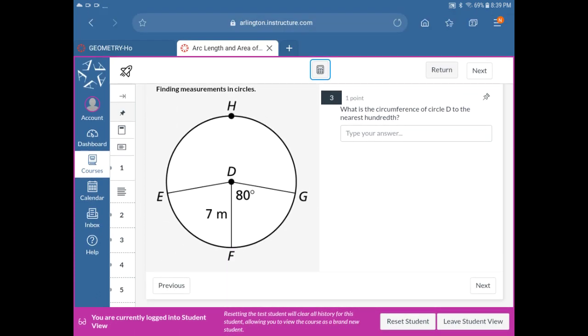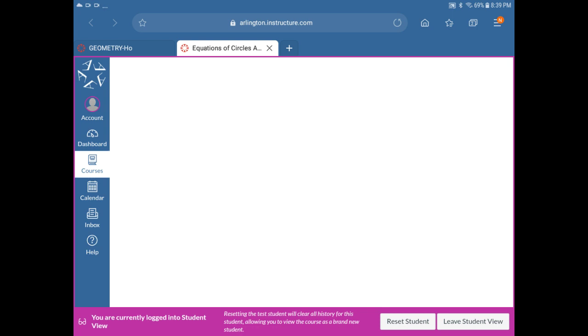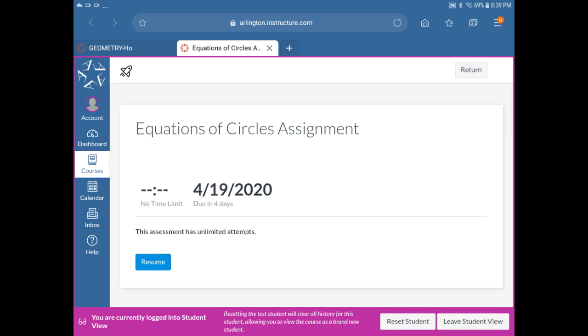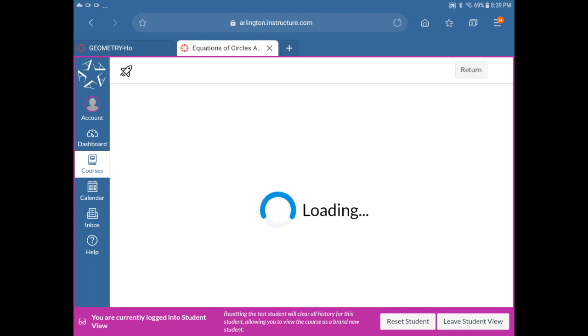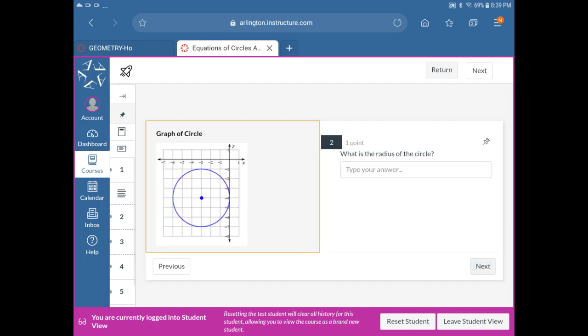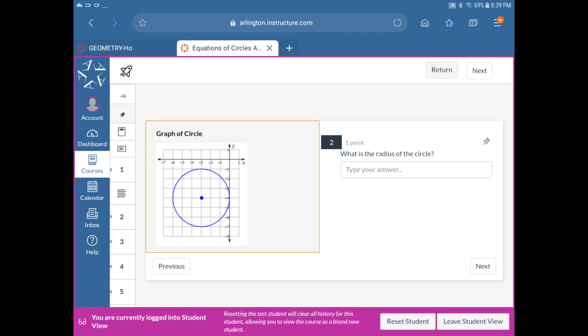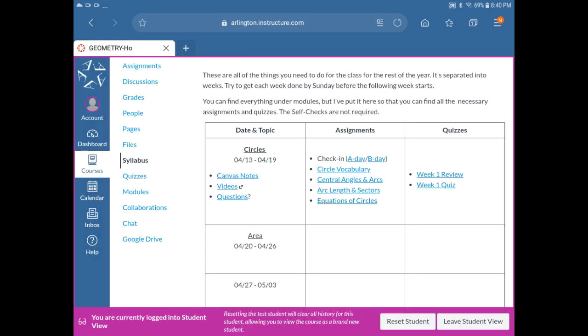When you're finished, click all the way through and submit it. Then you have one more assignment, equations of circles. This assessment has unlimited attempts. That one's true. For the radius, see the center here? I wish you could see my cursor, but anyway. You start at the center and count to the edge: 1, 2, 3. Radius is 3. The center here is at -3, -4, so you use that to write the equation. That's all explained in depth in my other video about 10.7 circles.